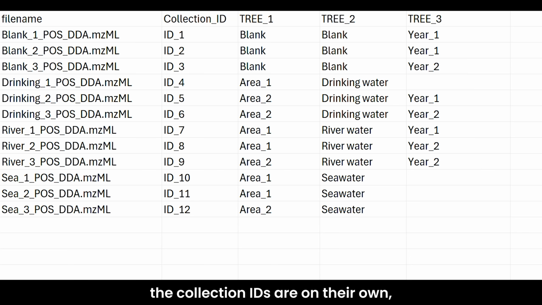For example, here the collection IDs are on their own, while the columns tree 1, tree 2, and tree 3 contain hierarchical data. In this case, the first tree level separates samples into different collection areas, the second into different water types, and the third into year of collection. You'll notice I didn't include that last level for every sample, which is totally fine.